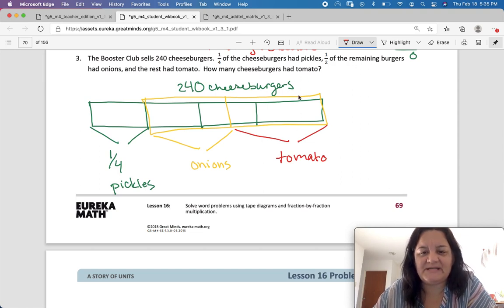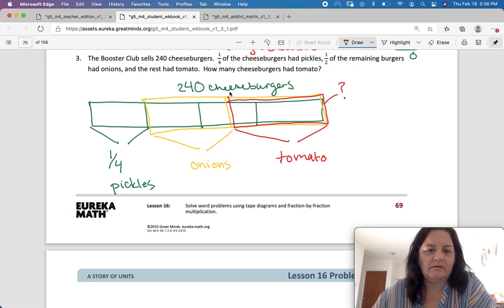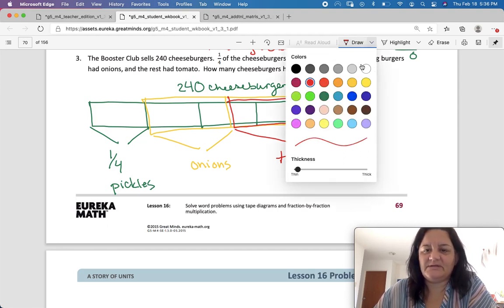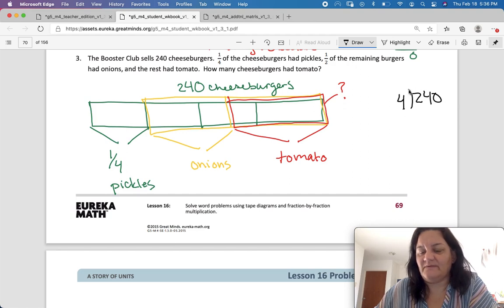How many cheeseburgers had tomato? So this is the section we're trying to figure out. Okay, so what is that worth? 240 cheeseburgers. Well, let's figure out what each green square is worth first. Each green square is 1/4 of 240. So 240 divided by 4, because it's 1/4, is 60, right?